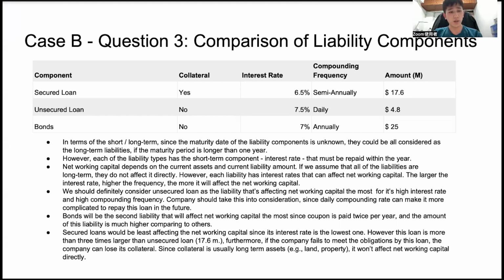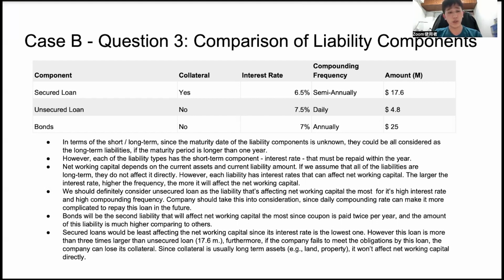Bonds would be the second liability that would affect net working capital the most since the coupon is paid twice per year and the amount of this liability is much higher compared to others. Secured loans would be the least affecting to net working capital since its interest rate is the lowest one.